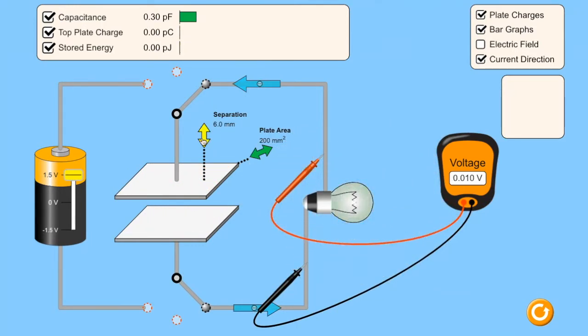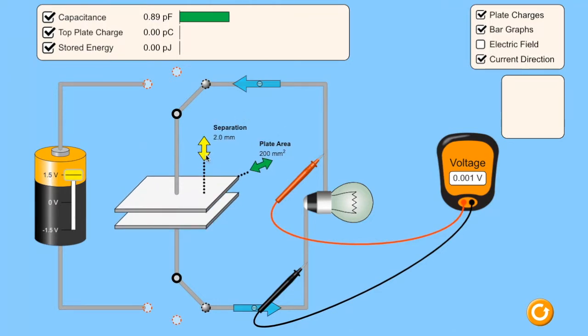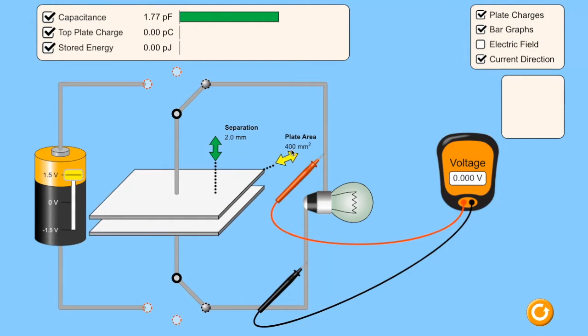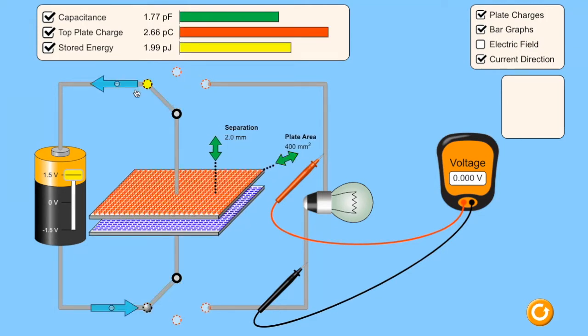Now I can change these values by simply changing the separation, which is at distance d, which changes the capacitance, or I can change the area, which also changes the capacitance. So let's just make a prediction. If the area and the capacitance went way up, I wonder what's going to happen to this light bulb then.